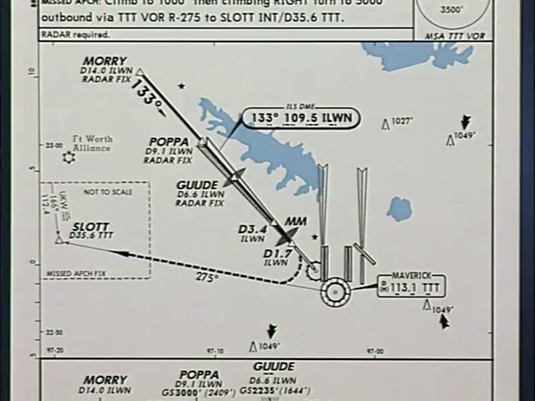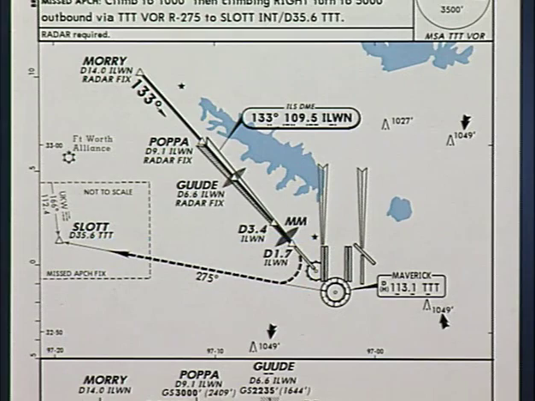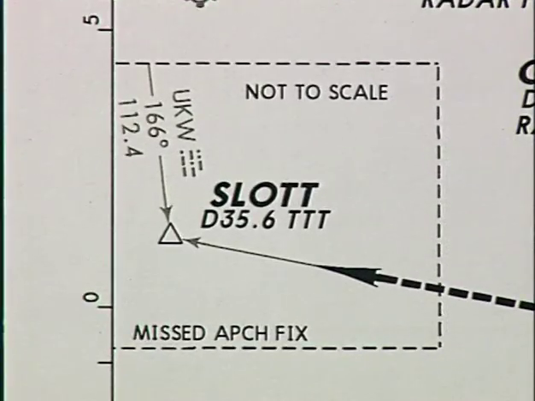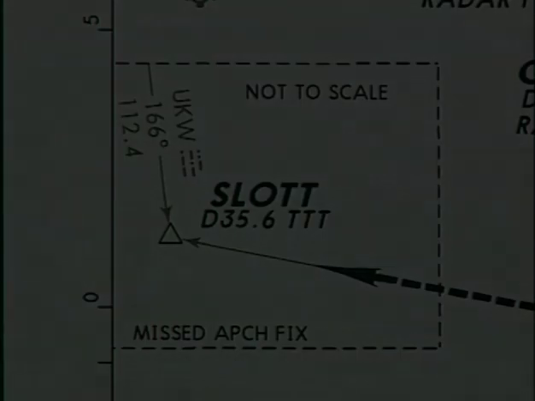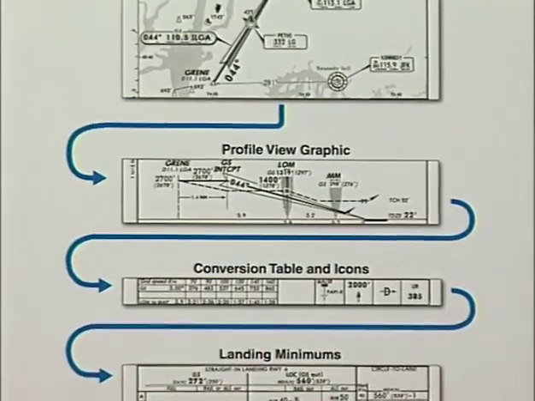The missed approach course is indicated by a dashed line on the plan view. When information concerning the missed approach continues off the plan view, an inset is provided. The inset area is not drawn to scale. Now let's discuss the profile view of Jeppesen approach charts.